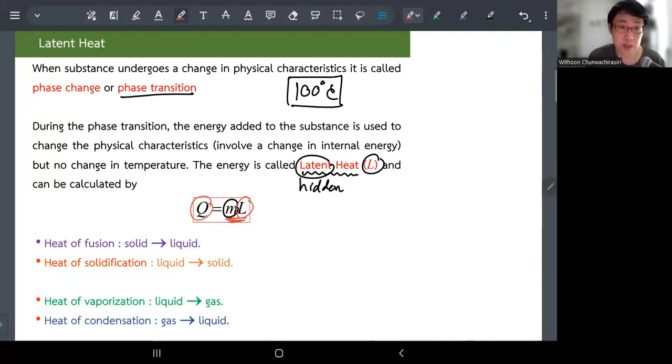Cool. This is very simple in the sense that when you have a phase transition, there's no need to calculate any temperature change because there's none. The only thing you need to calculate is how much mass gets the phase transition. That's all. So the equation looks very simple: it's just mass times the latent heat. And then you can have a name for it.